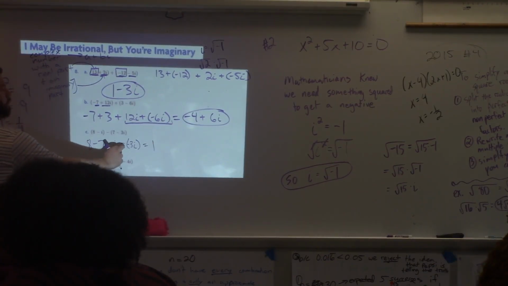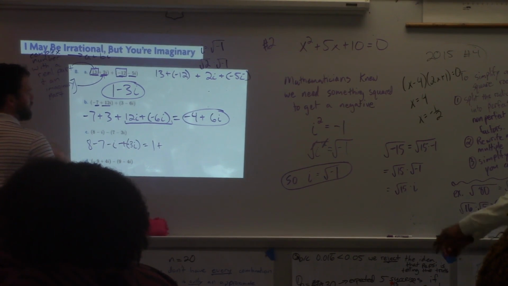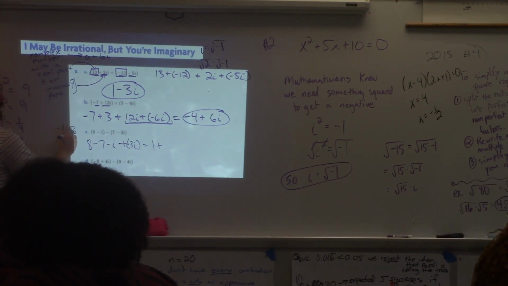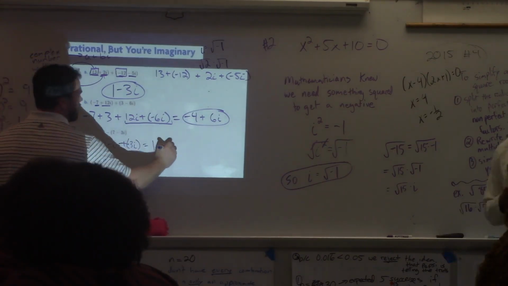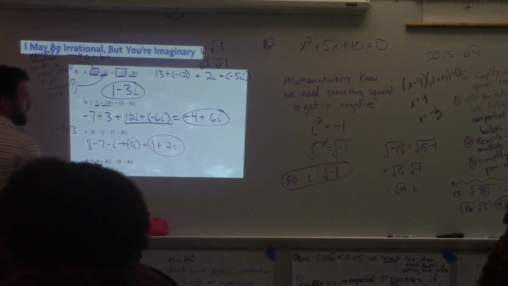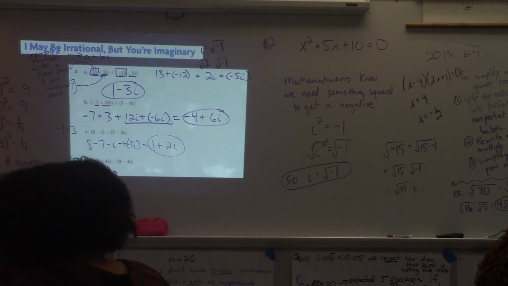Negative i plus 3i would be negative 1 plus 3, wouldn't it be 2? So it'd be 2i. That's it. It's just adding numbers. You really just have to recognize real goes with real, and imaginary goes with imaginary. So group your reals, group your imaginaries.